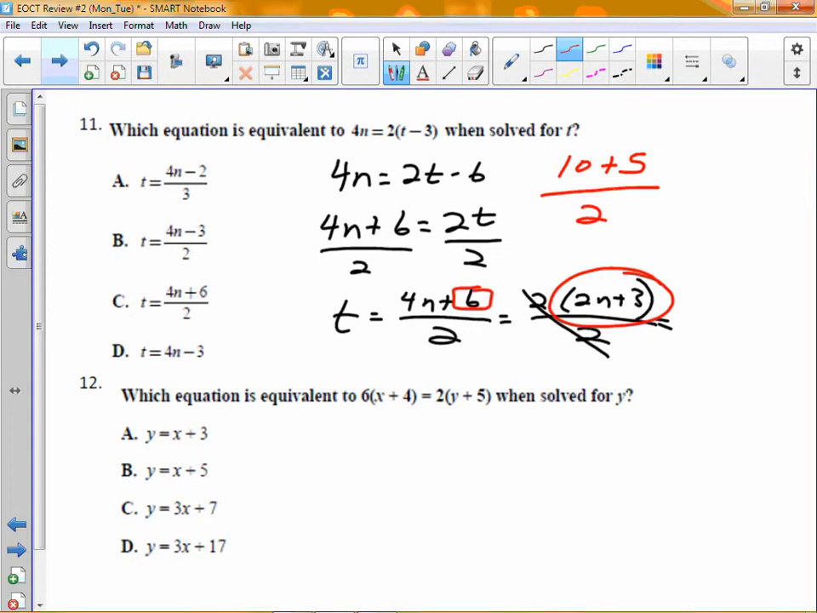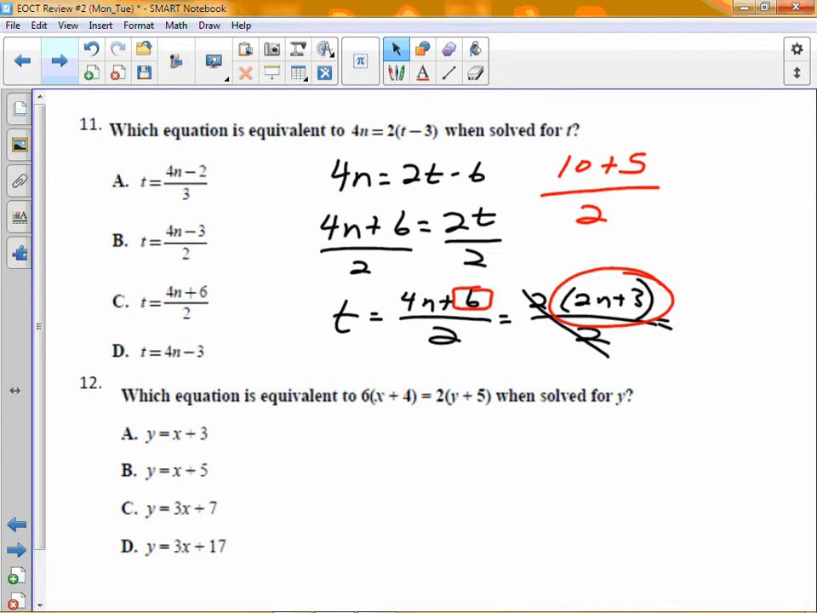Well, what if I took 2 into the 10? That would leave me with 5 plus 5. That's not the same thing. 15 over 2 is not the same thing as 10. So you can't do that. So that's kind of what they're trying to trick you into messing up right there.